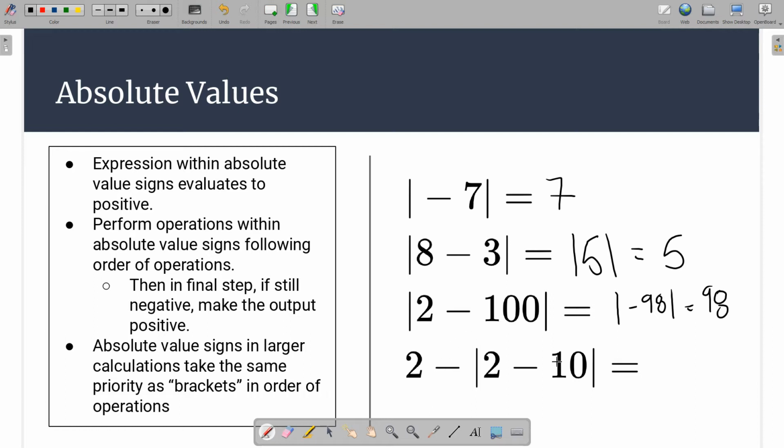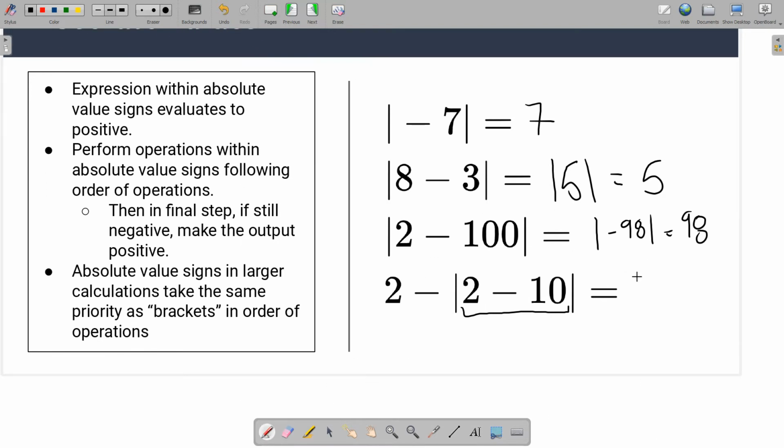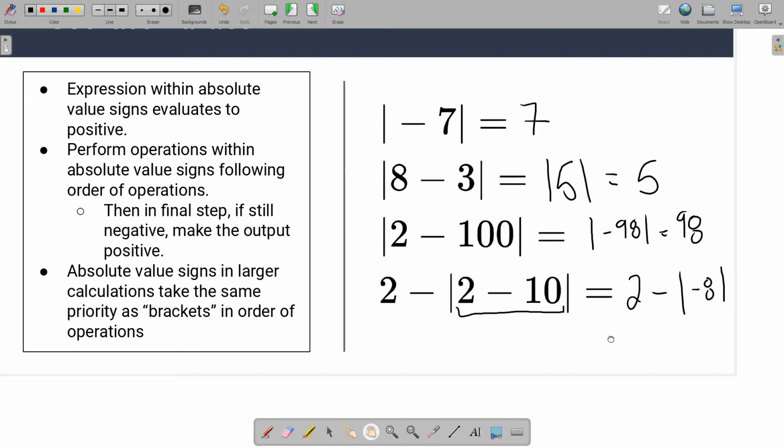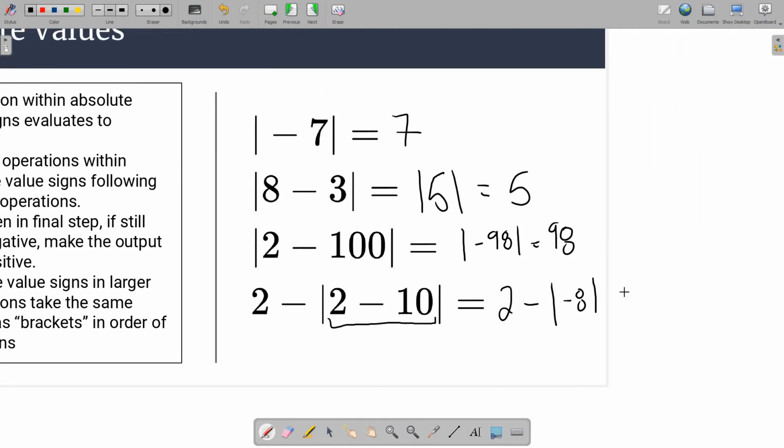When we're talking about more complex operations, again, we're just going to treat it like parentheses. So I'm going to perform this operation first, then I'm going to flip whatever is inside to a positive, and then it's going to be 2 minus whatever that number is. So if I just come down here for a moment, this is going to be 2 minus the absolute value of -8, which in turn is literally just going to be 2 minus 8 or -6.